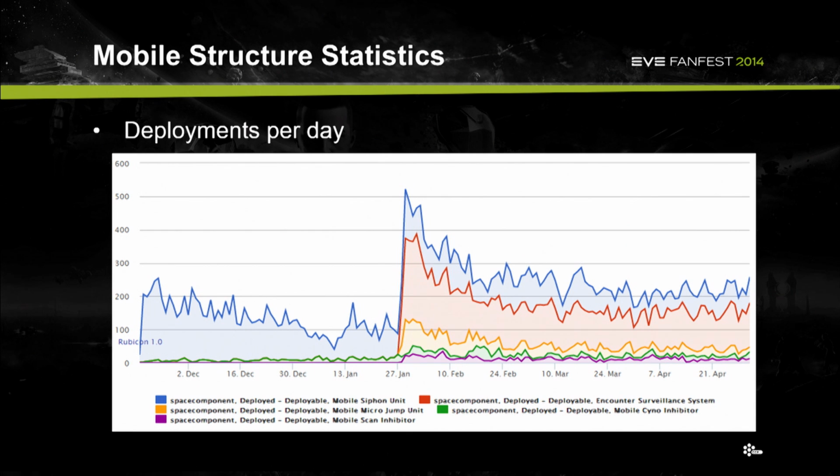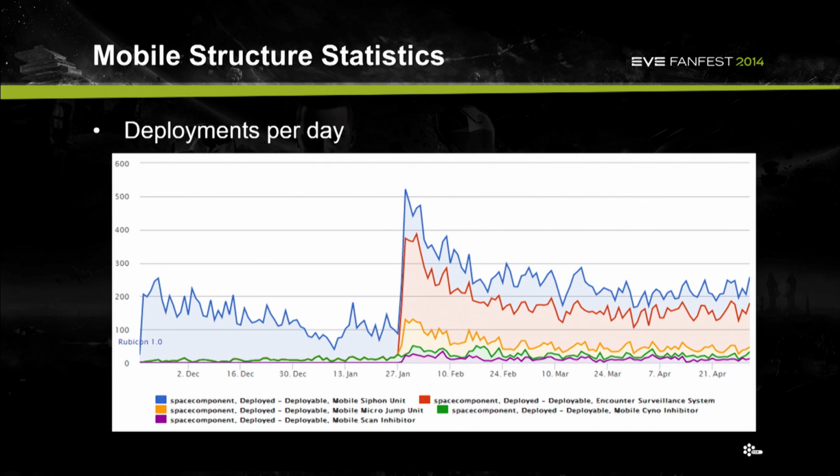The ESS, yes. The acronym works much better. Why do you invent so long names? I don't know. Encounter Surveillance System, it says it right there. But these are more like how to be a dick to other players, which is good. That's what we like, right?